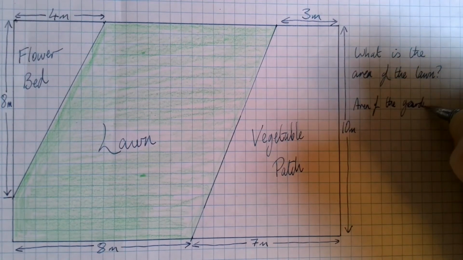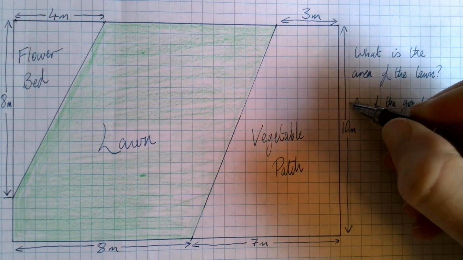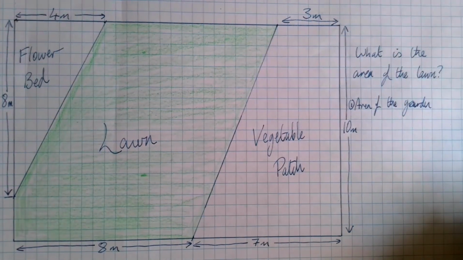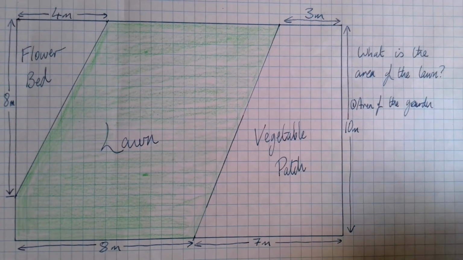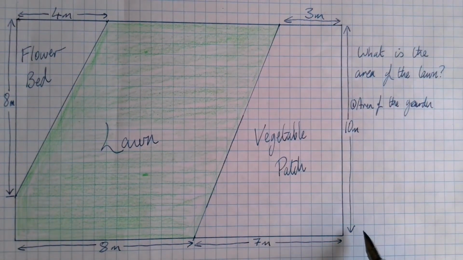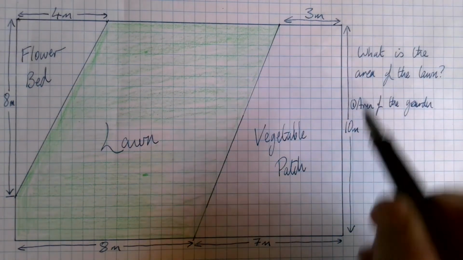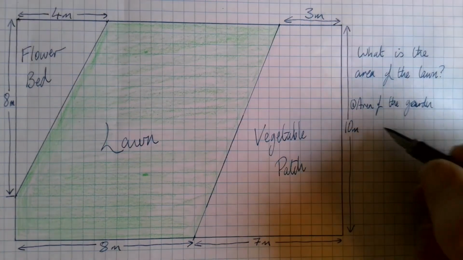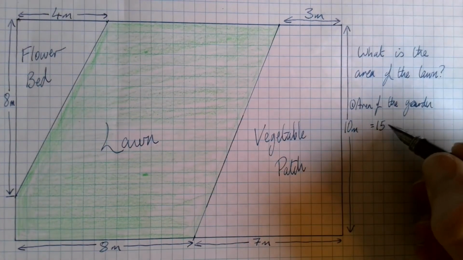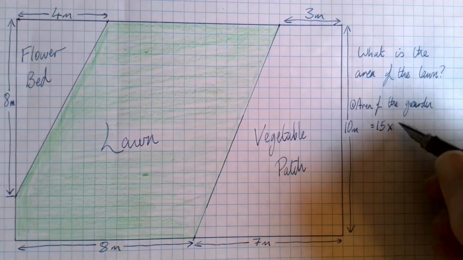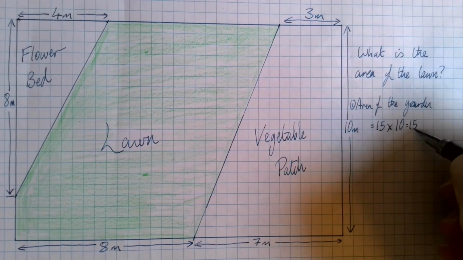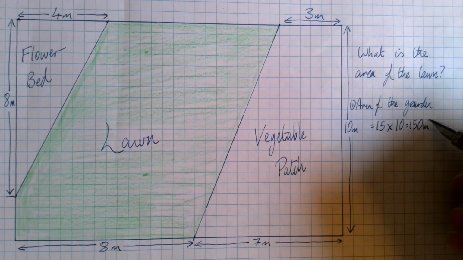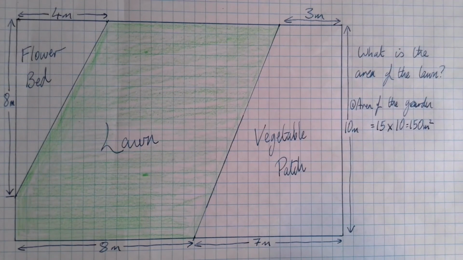Just do that first of all. Pause the video and have a go. Right, now the garden is a rectangle, so it's length times width, isn't it? The length is 8 plus 7 is 15, and the width is 10. So that is 150 square meters.